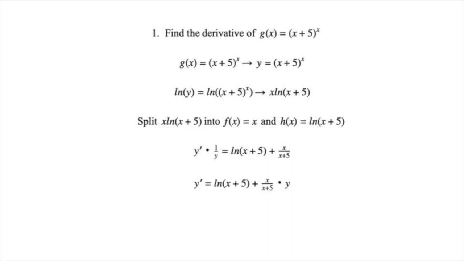To get y prime on the left side of the equation by itself, I multiplied both sides by y. Since we know that y equals the quantity x plus 5 to the power of x from the beginning of our problem, we can multiply the right side of the equation by y to get our final answer, which is y prime, or g prime of x, equals the natural log of x plus 5 plus x over x plus 5, all times the quantity x plus 5 to the power of x.